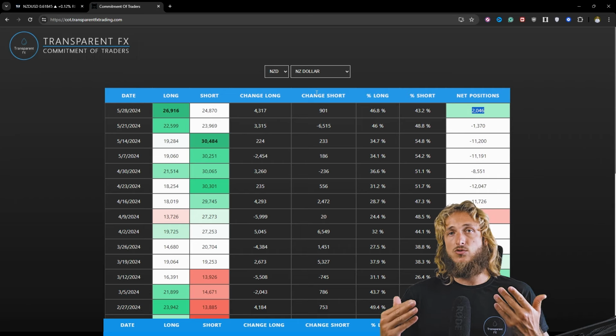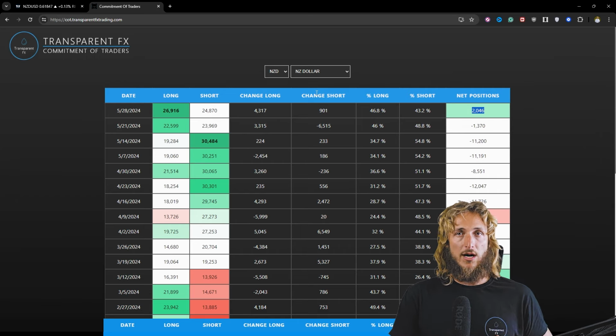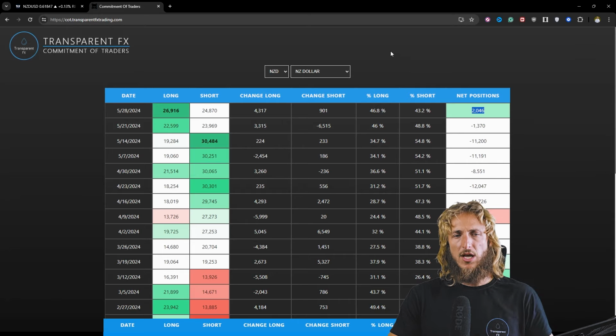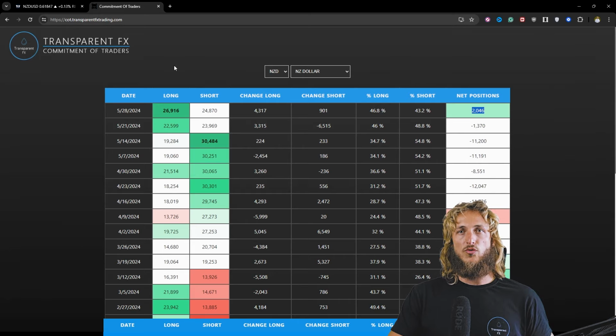And we could expect this to continue considering that we are rejecting that monthly support. So that is definitely a possibility. So let's keep that in mind and move back to the chart.